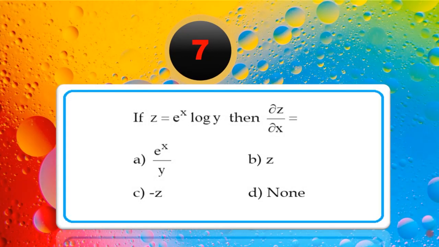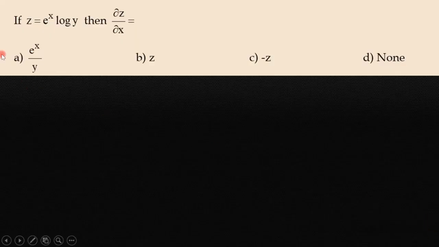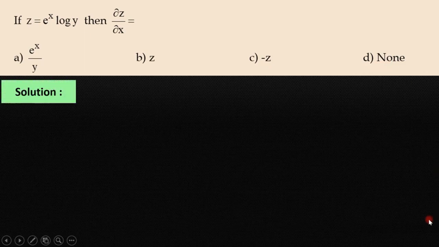Dear students, see the question number 7. Read the question and write it. The question is, if z is equals to e power x into log y, then dou z by dou x is equals to. Options are e power x by y, z, minus z, none. Let us find this. Given z is equals to e power x into log y.